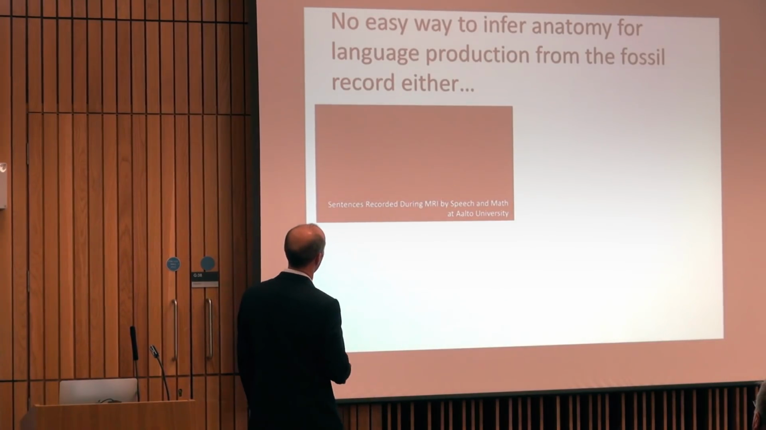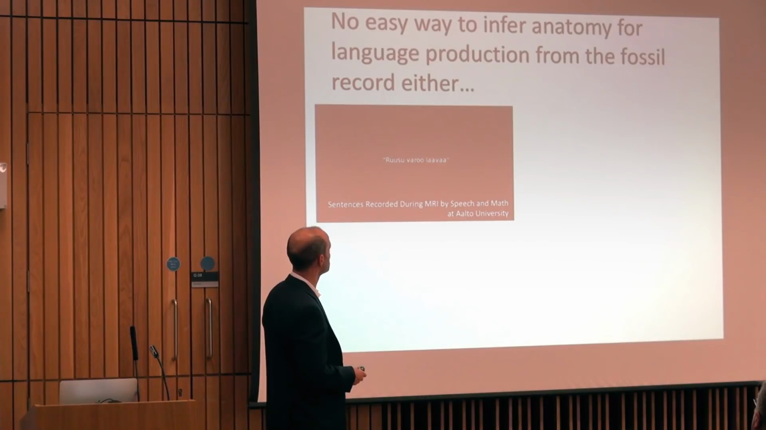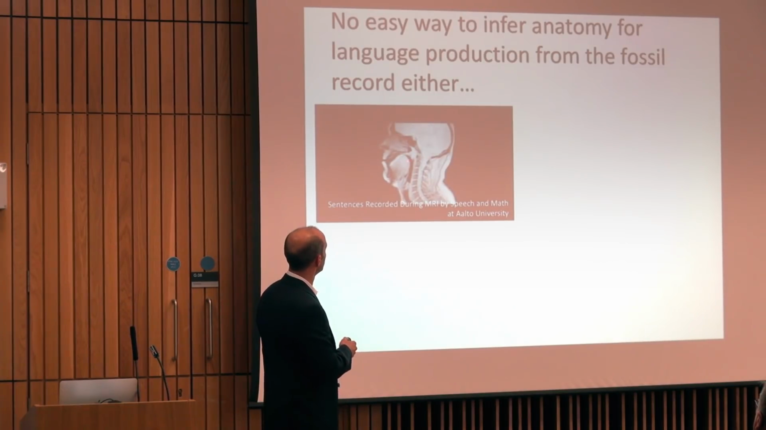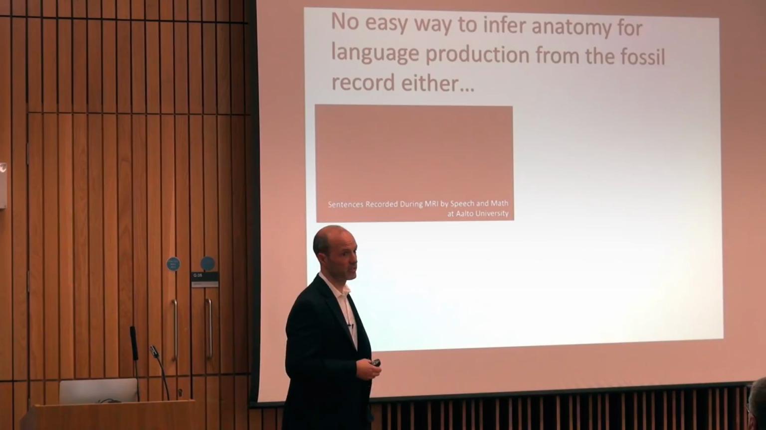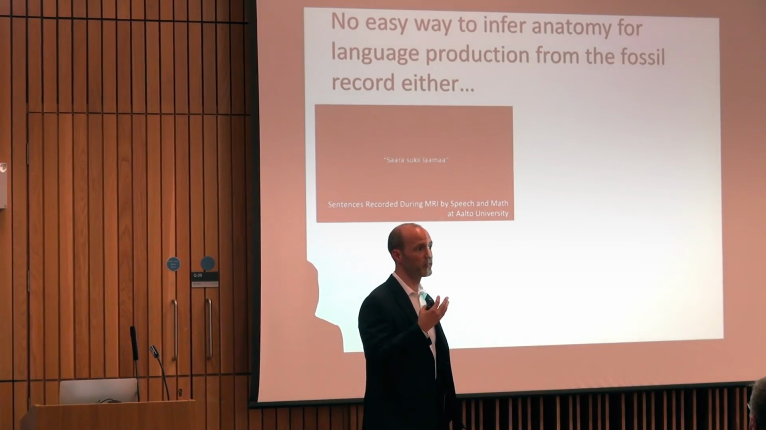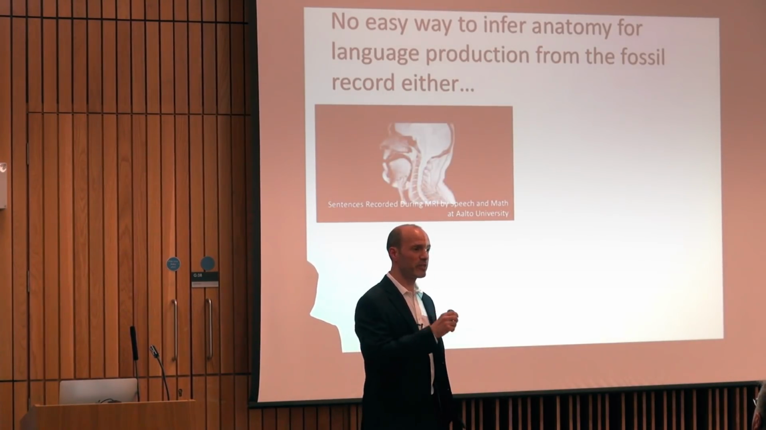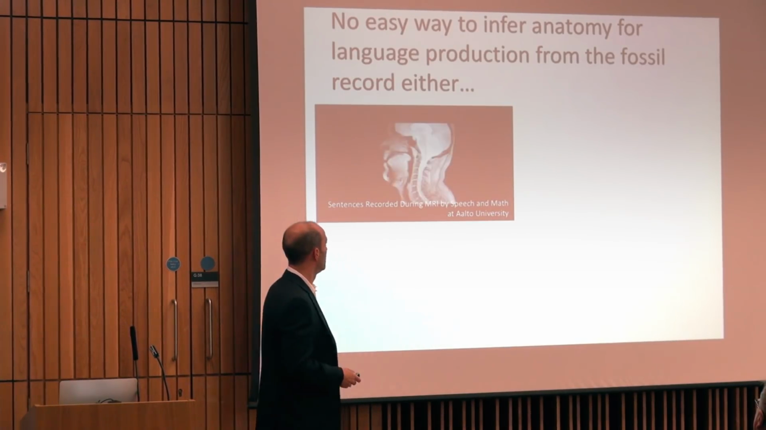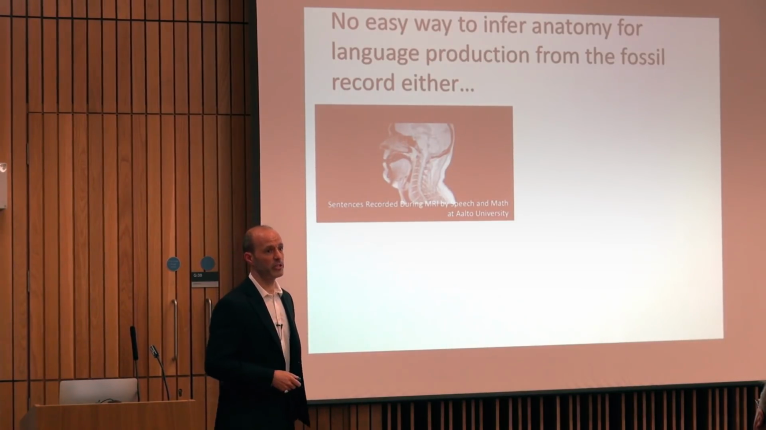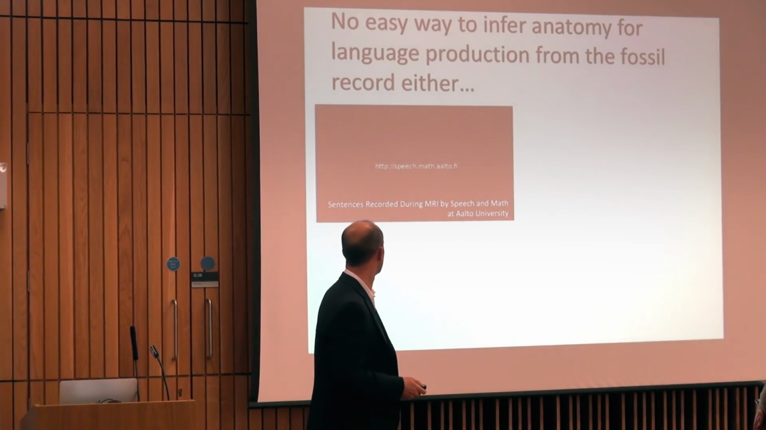So this is an MRI movie of somebody speaking Finnish, as it turns out. And you can see the lips, the tongue tip, the tongue body are all moving around in this kind of intricate dance to produce speech sounds. Okay, so you have some physical apparatus for producing speech. And it'd be nice if we could dig back into the fossil record and find traces of that physical apparatus and learn something about when speech evolved. But unfortunately, we can't. All this stuff is soft tissue, and when you die, it rots away.